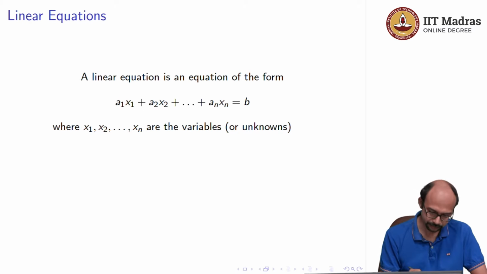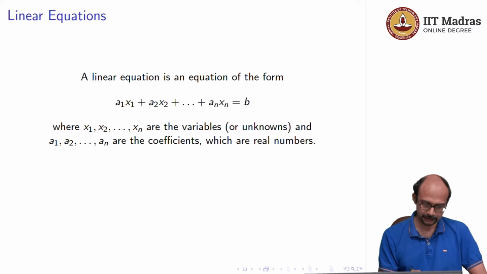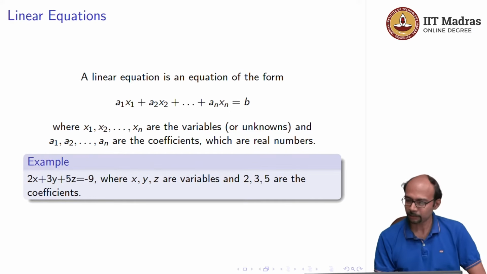And then what are the a1, a2, an? These are what are called coefficients. These are going to be real numbers, numbers we'll assume that we know. And then b is also a real number. Here's an example: 2x plus 3y plus 5z is minus 9, and here x, y, z are variables, and the 2, 3, 5 are coefficients.